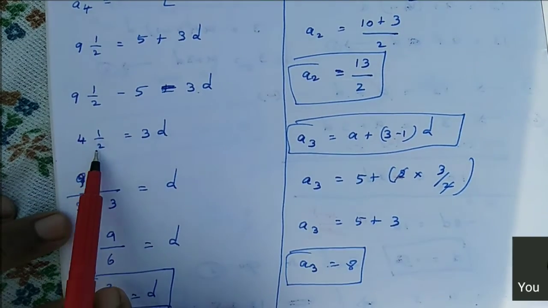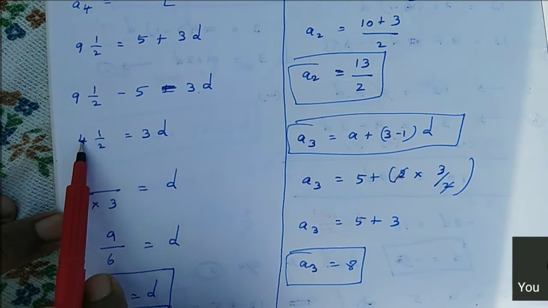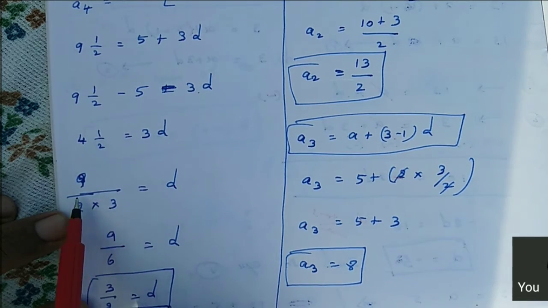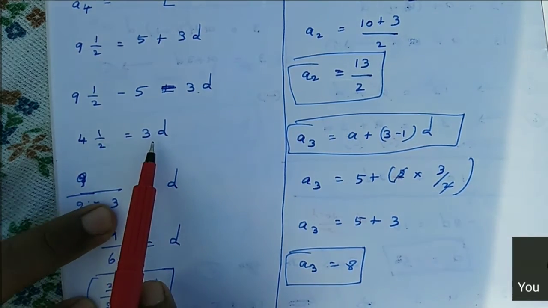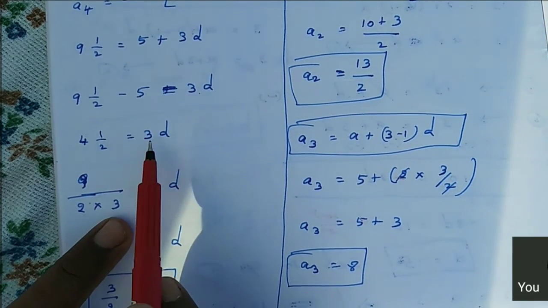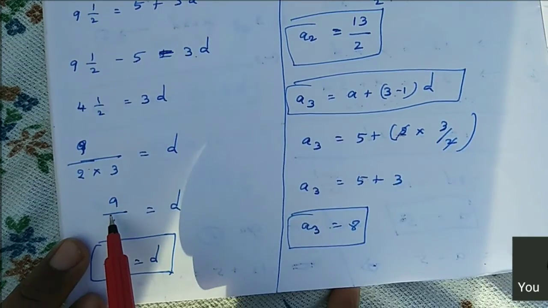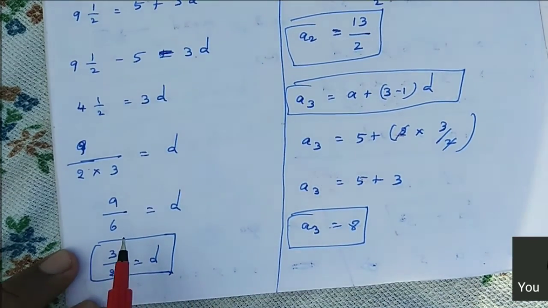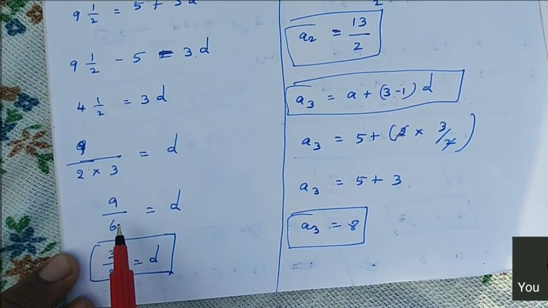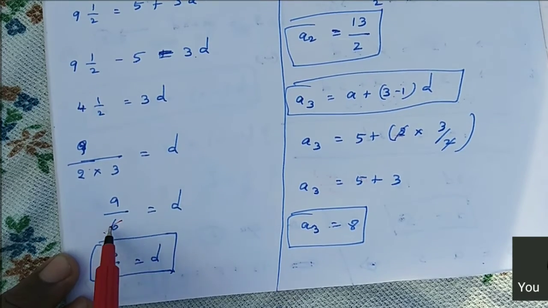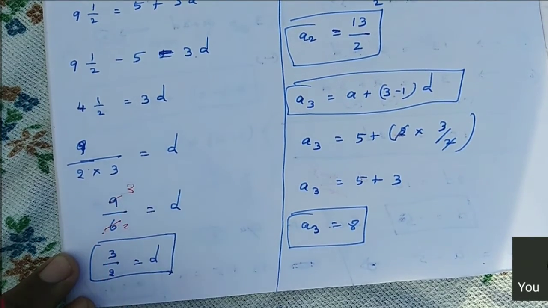Then now we can convert into the improper fraction. So 4 2s are 8, 8 plus 1, 9. So 9 by 2. Now we can transpose the 3 to the left hand side. Here it was multiplication by 3, so it became a division. So 9 divided by 2 into 3, so 9 divided by 6 is equal to d. Clear? Then we can simplify it. 2 3s are 6, 3 3s are 9, so d is 3 by 2. Are you clear? So now we found the d value.